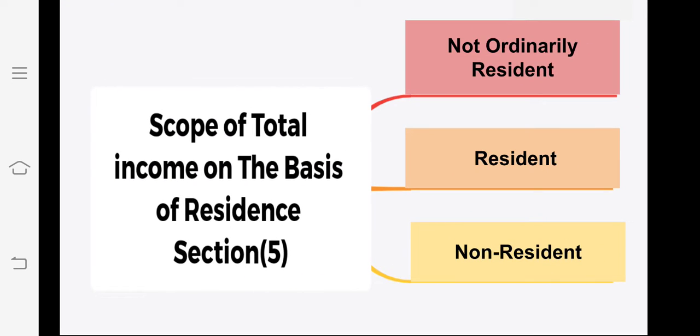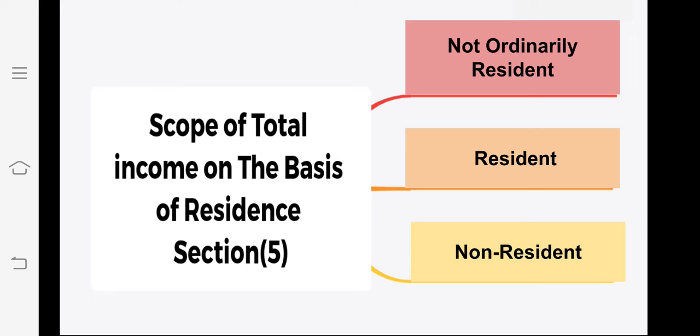So in this slide you can see the residents. Students, you can see that in Section 6 sub-section 1 of the Income Tax Act, an individual is said to be a resident in India if he fulfills the following conditions. What are the conditions? The first basic condition is that he should be present for 182 days or more in a financial year, or for a period of 60 days or more as the additional condition.